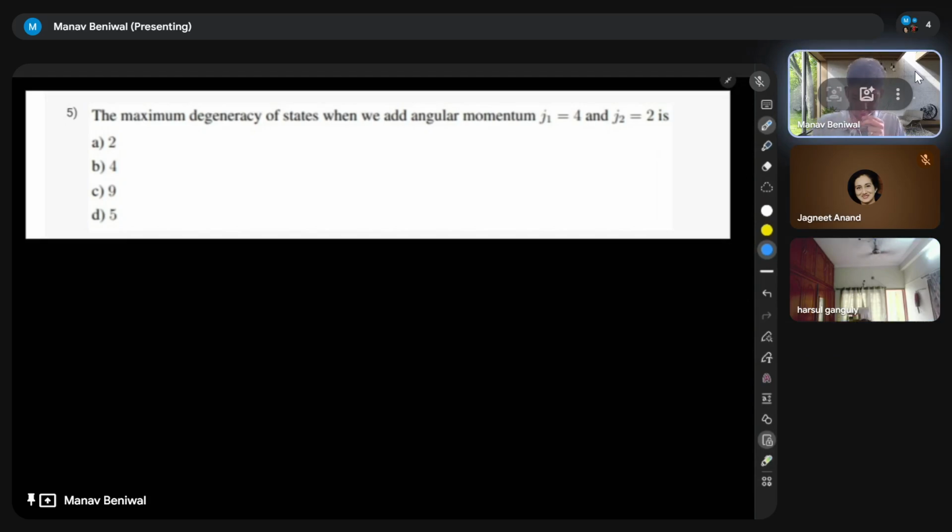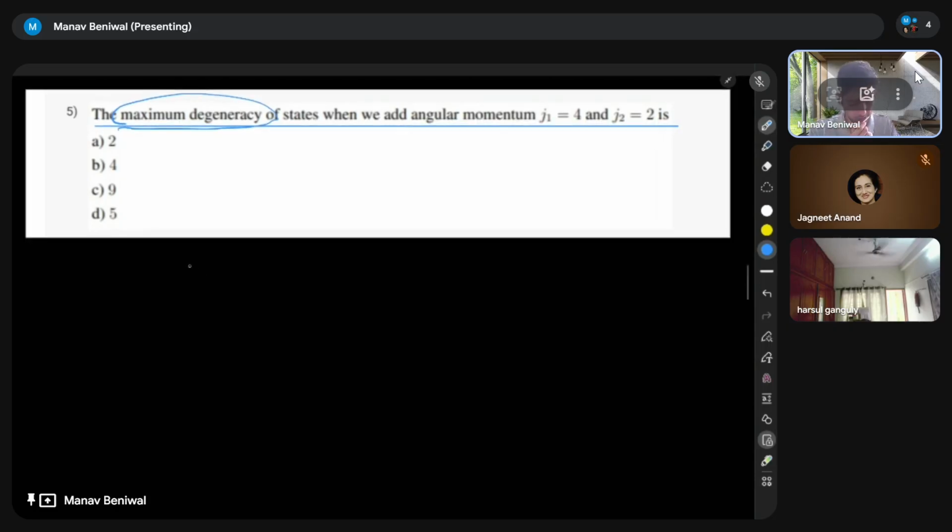So again, we have one more problem which is related to the addition of angular momentum. The question asks what will be the maximum degeneracy of states when we add angular momenta J1 and J2. Maximum degeneracy. We are given J1 as 4 and J2 as 2.